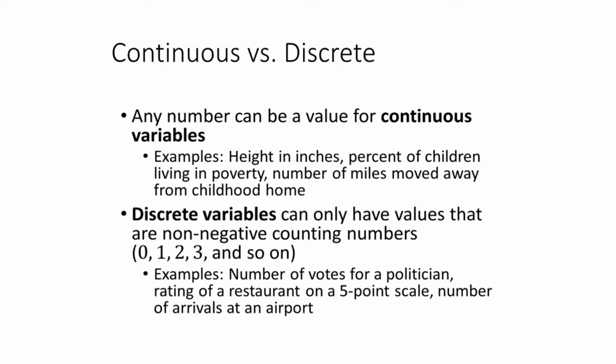If you look at a different example, the rating of a restaurant on a 5-point scale, assuming that scale just consists of 1, 2, 3, 4, and 5, is a discrete numerical variable. Another example would be the count of the arrivals at an airport. So how many arrivals occur at an airport in a given day? Well, that's going to be a count. That's going to be a discrete numerical number. You might have 500 arrivals at an airport, but you won't have 500.5. So the key point between continuous and discrete numerical variables has to do with whether or not they can take on all sorts of numbers or just non-negative counting numbers.